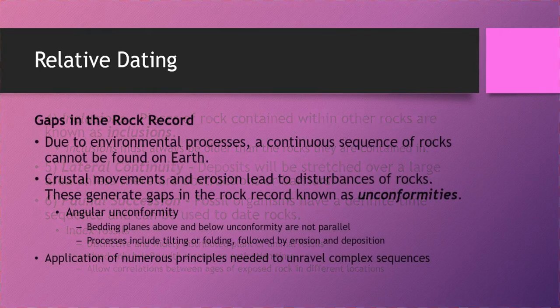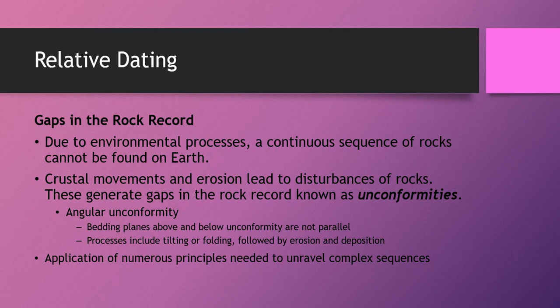Due to environmental processes and movements of plates on the surface of the Earth, it's impossible to find a continuous sequence of rocks. Crustal movements and erosions can lead to disturbances. And so these generate gaps in the rock record that we call unconformities. These unconformities can come from different types of breaks, folds, fractures in the rock that can lead to erosion in different parts. And so sometimes it requires the application of numerous principles of relative dating to determine the complex sequences in which rocks were formed and how they progressed over time.